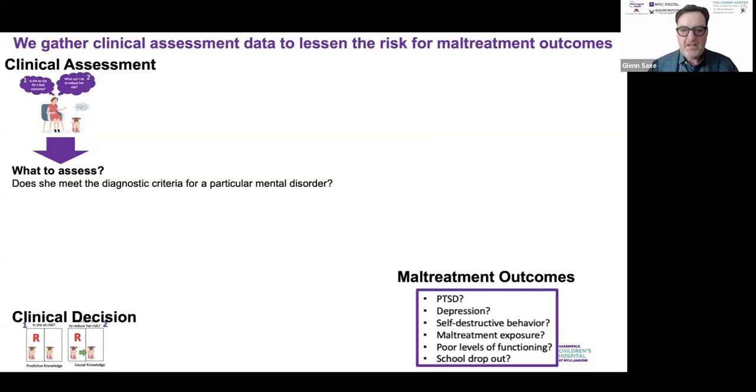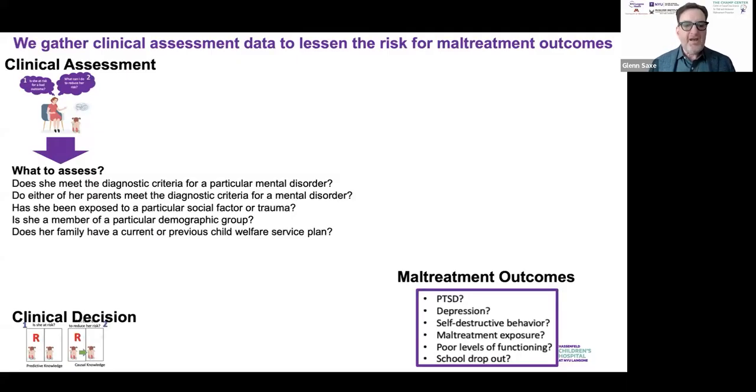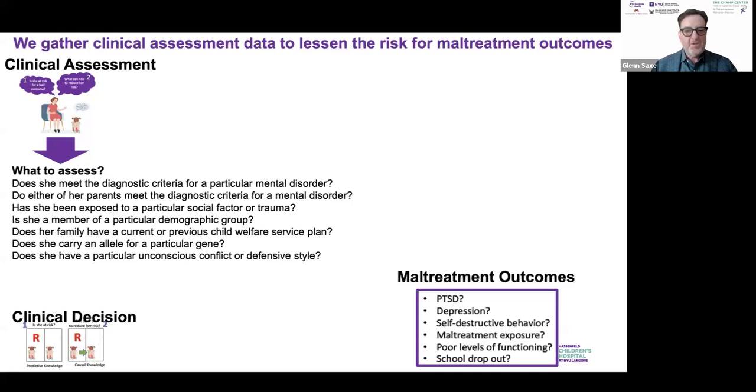Does she have symptoms that will help us diagnose a mental disorder? Do either of her parents have symptoms for this diagnosis? Has she been exposed to a particular social factor or trauma? Is she a member of a particular demographic group? Does her family have a current or previous child welfare service plan? Does she carry an allele for a particular gene? Does she have an unconscious conflict or a particular defensive style? Does she have a particular brain imaging finding?